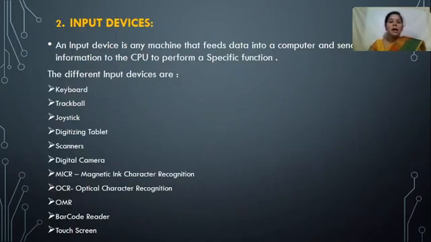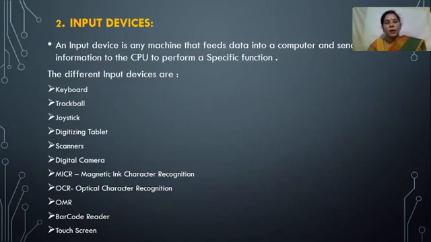Then comes the input device. Many of us are familiar with, or have been learning from our primary classes, what input devices and output devices are. Input devices are the devices which we touch and feel. It's a common statement that we say. An input device is any machine that feeds the data.